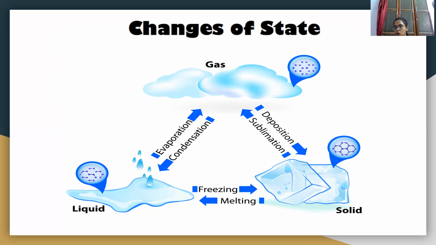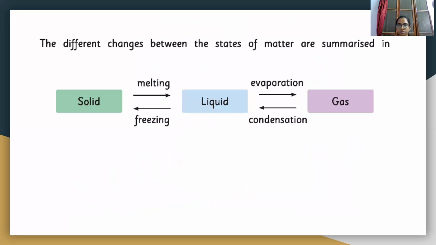In this lesson, we learned only the four processes. One is freezing, melting, evaporation, and condensation. Here, the different changes between the states of matter are summarized in the diagram. You can see solid to liquid, we call it melting. Liquid to solid, we call it freezing, and liquid to gas is called evaporation, and gas to liquid is called condensation. So this is the easy way to keep it in your mind.